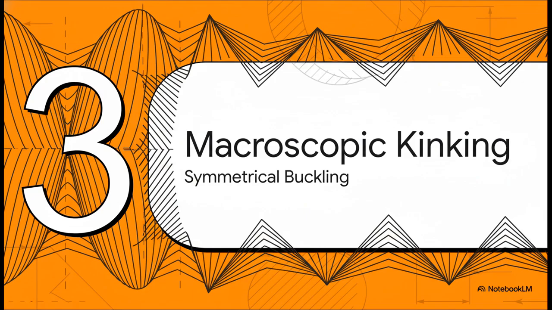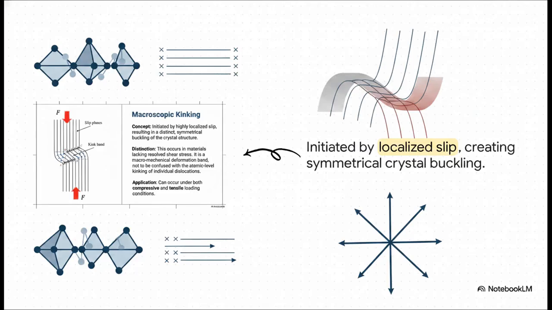Okay, part 3, macroscopic kinking mechanics. Now, it's absolutely crucial we separate this from the atomic-level dislocation kinking you might already know. Macroscopic kinking happens in materials that lack resolved shear stress. Instead of sliding, the crystal structure undergoes a highly localized slip that causes this distinct symmetrical buckling. It is a macromechanical deformation band that can form under both compressive and tensile loading conditions, physically bending the lattice at these incredibly sharp angles.